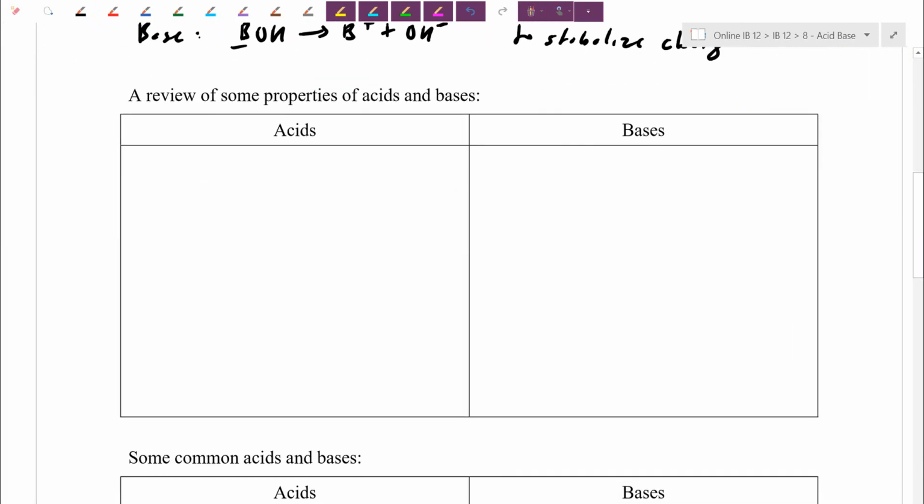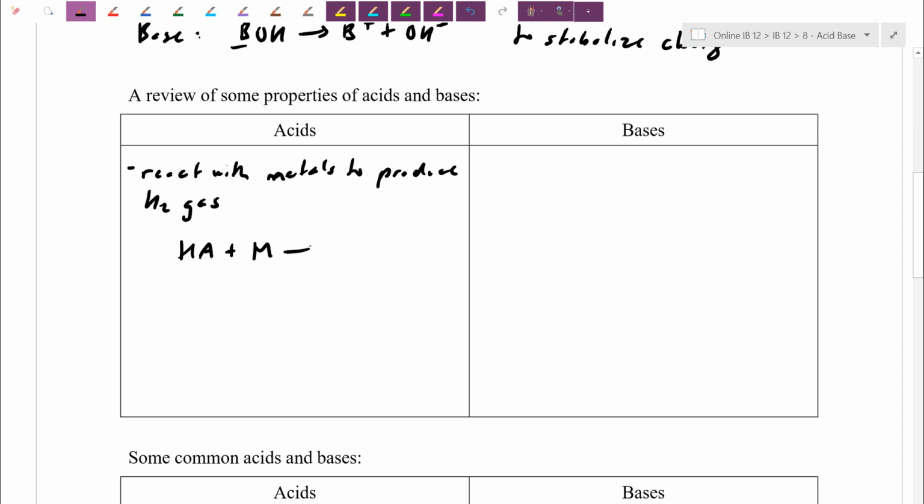Let's just recap some general properties we know for acids and bases. For acids, there is a common property: acids typically react with metals to produce hydrogen gas. If you look in a little more detail at what that reaction entails, we have our acid, which is like HA. I then drop in a metal of some sort, let's call it M. Basically the reaction occurs and we end up with MA, and hydrogen gets kicked off. Essentially it's a single replacement.